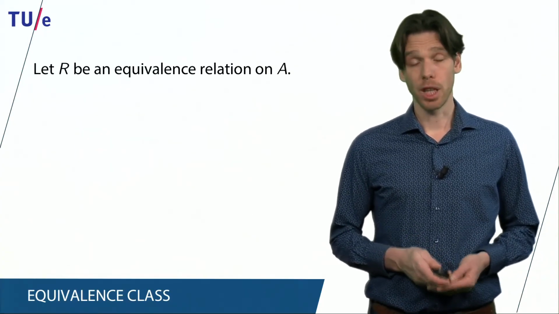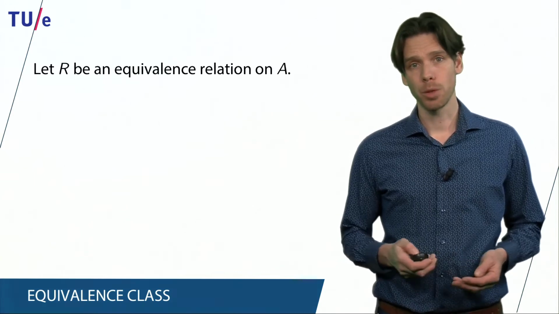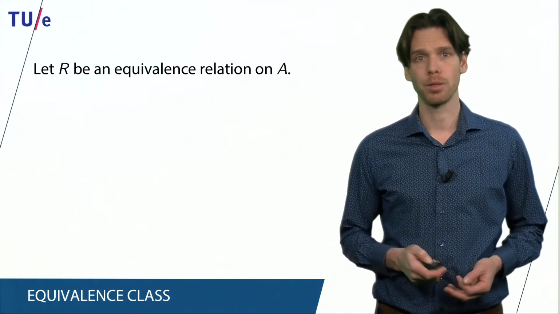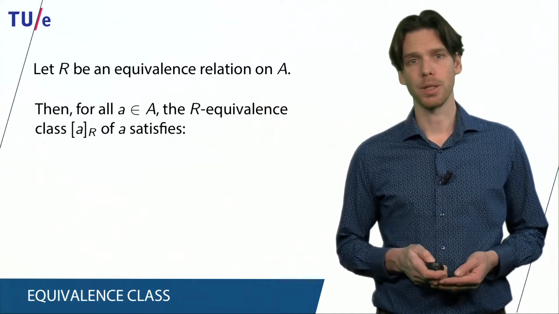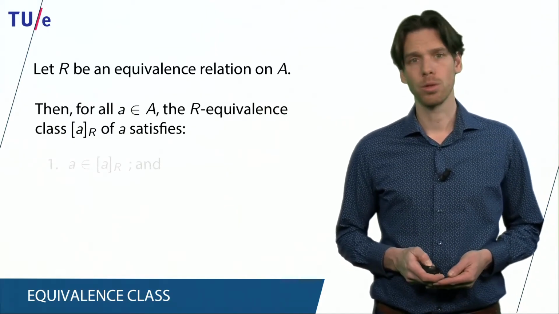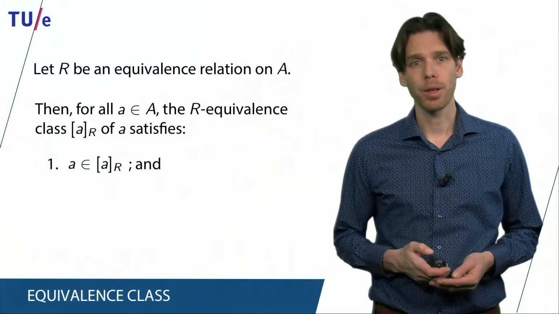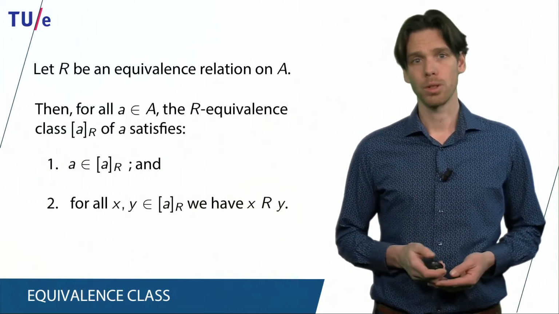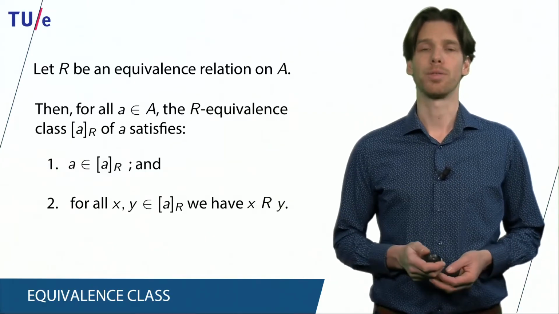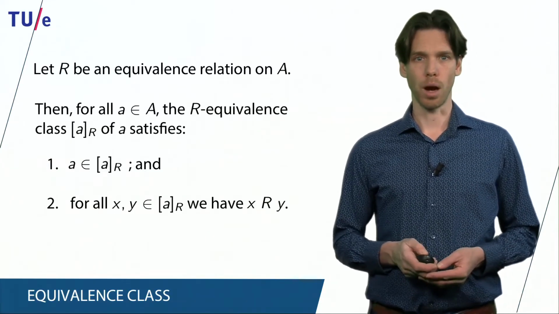Now, using that R is an equivalence relation, it is possible to establish some convenient properties of its equivalence classes. We shall prove 2 such properties in this lecture. First of all, we shall prove that everything is an element of its own equivalence class. And then we shall also prove that every 2 elements of an equivalence class are related according to R.